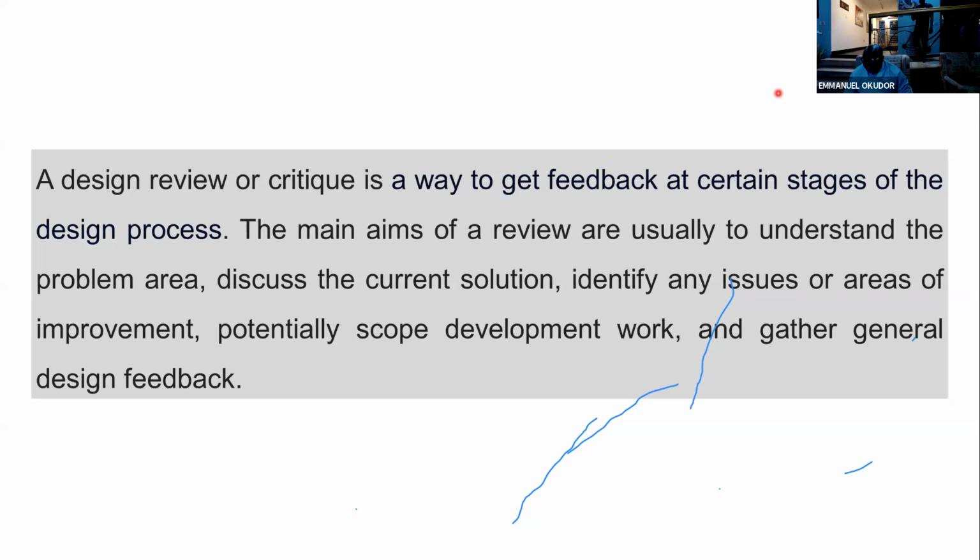However, past experience has shown that there are so many gaps, which are changes that come between the P&ID, which is a document, and also the construction phase. So these changes, we need to actually manage them. So this is where design review comes in before the HAZOP itself. Okay, so the main aim is to review and understand the problem areas, discuss the current solutions, and identify any issues.